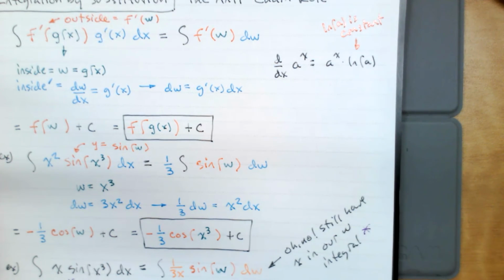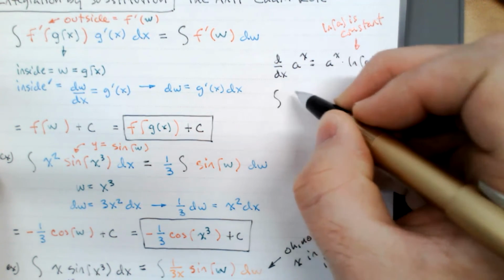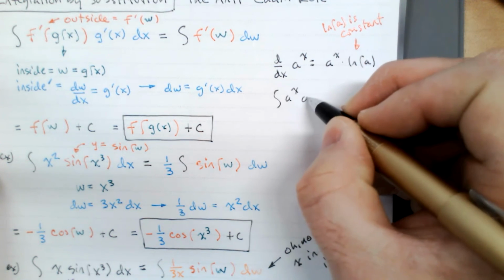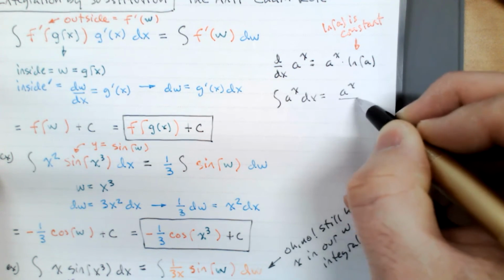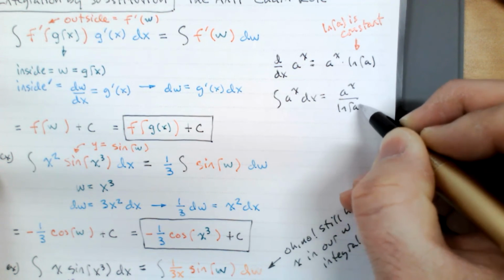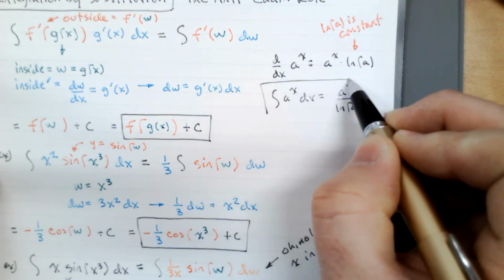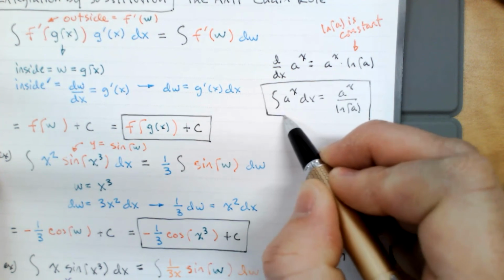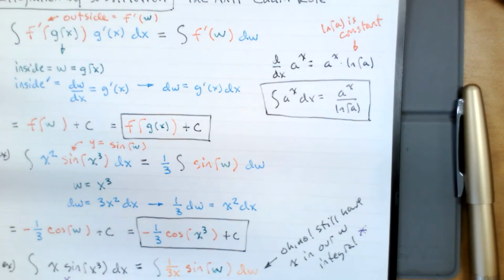So I can just divide both sides by the natural log of a, and we can integrate a to the x dx, which is a to the x divided by the natural log of a. Good question. I do remember forgetting to do that one.